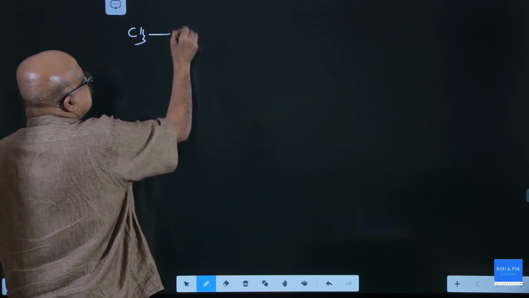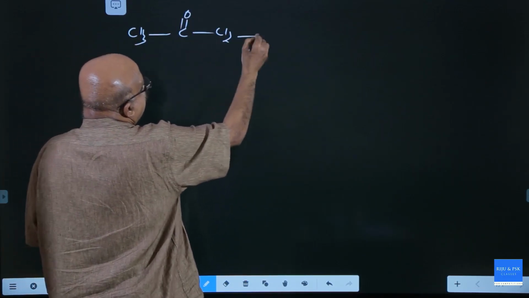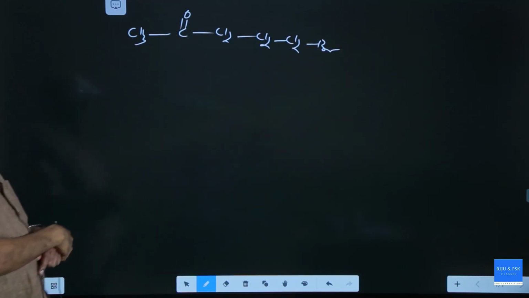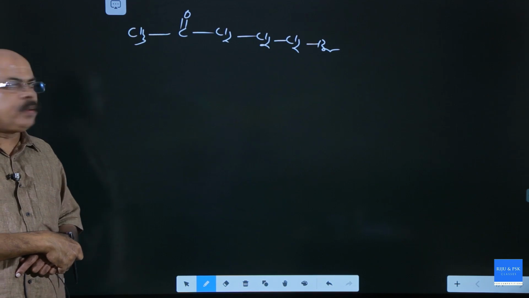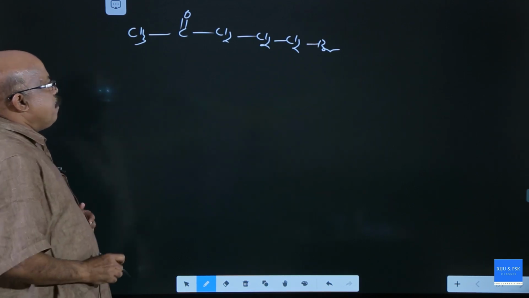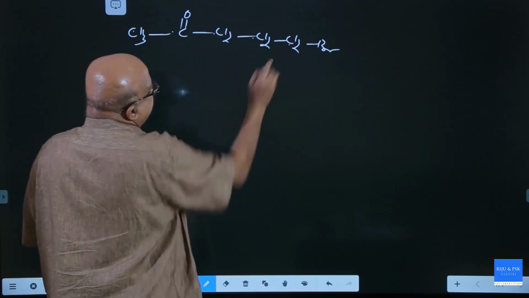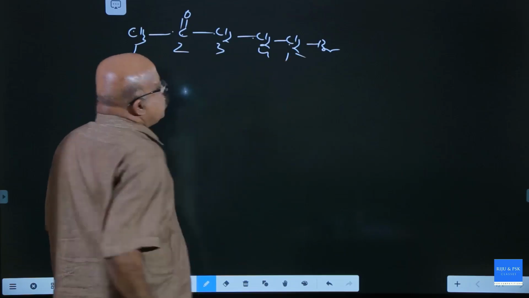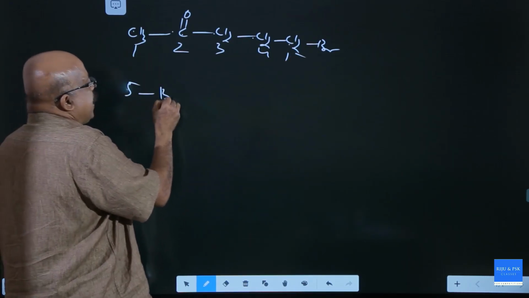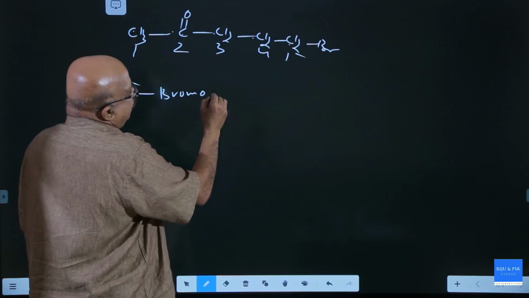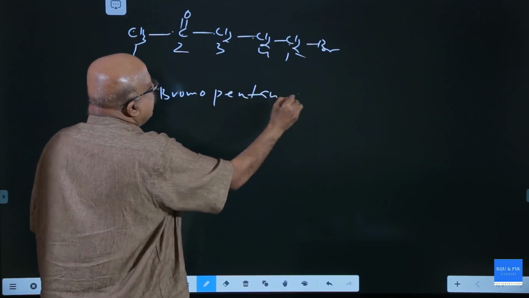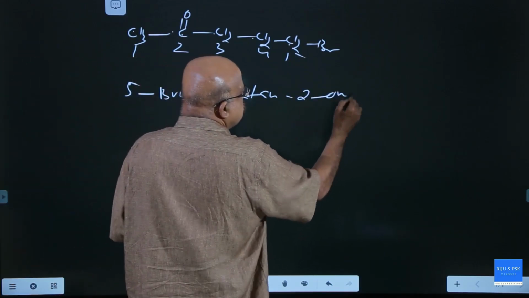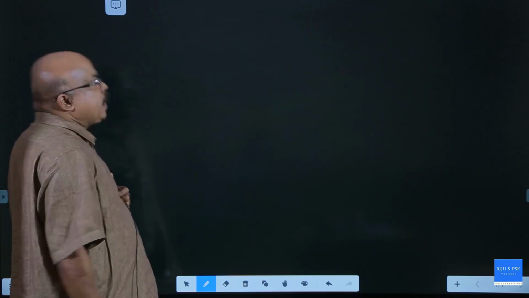CH3 C double bond O. Here CO group is the principal functional group. Numbering the parent chain, it has 1, 2, 3, 4, 5 carbons. CO group should get the lowest possible number. So the name of this molecule is 5-bromo-pentan-2-one. Clear?